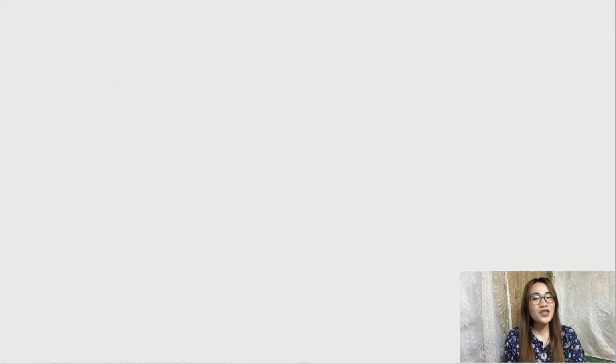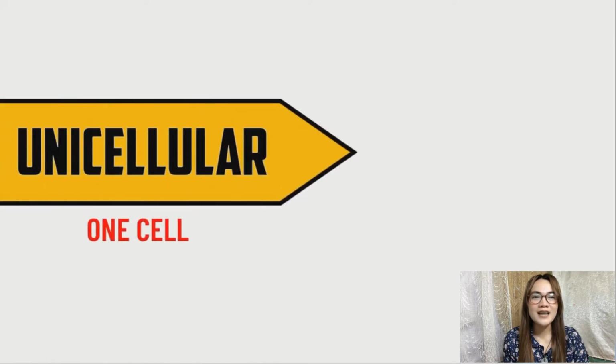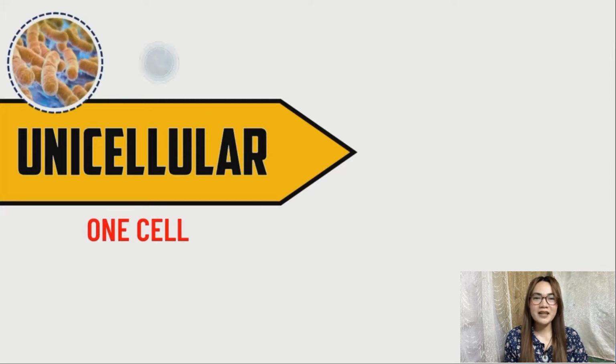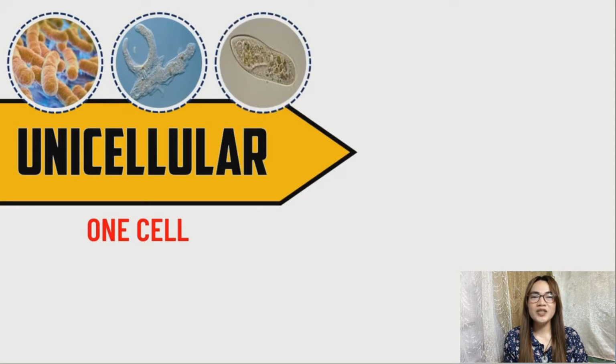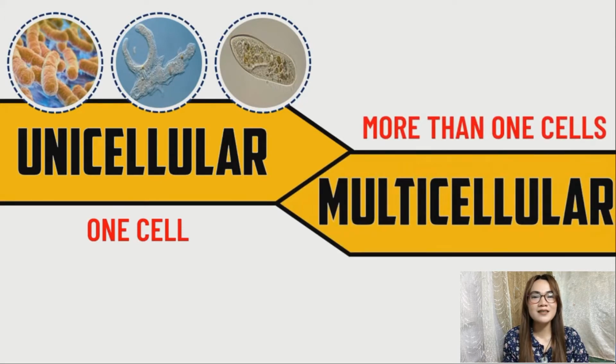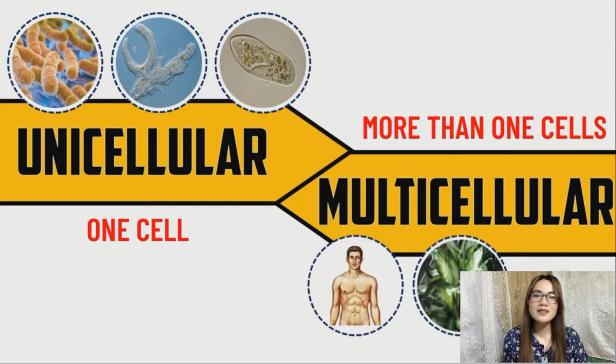If a living thing is made up of one cell, it is called unicellular. Examples of unicellular organisms are bacteria, amoeba, and paramecium. On the other hand, if they are made up of more than one cell, they are called multicellular. Examples are humans, plants, and animals.